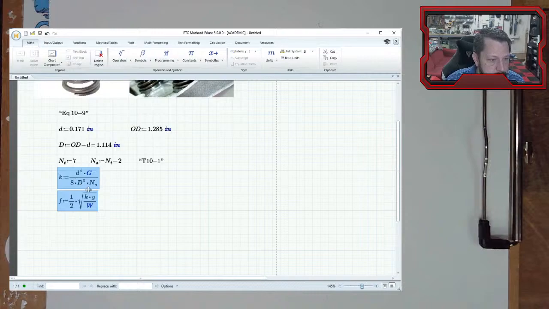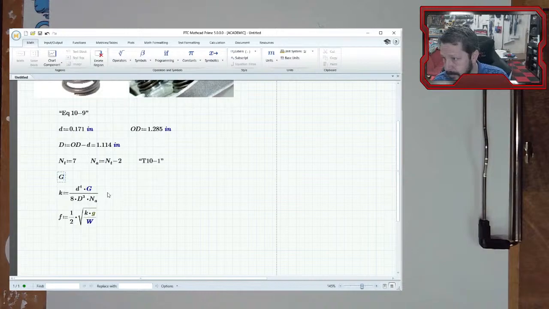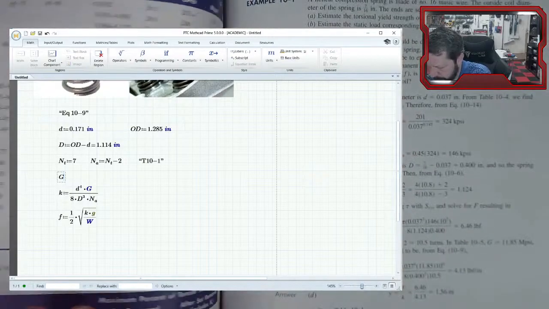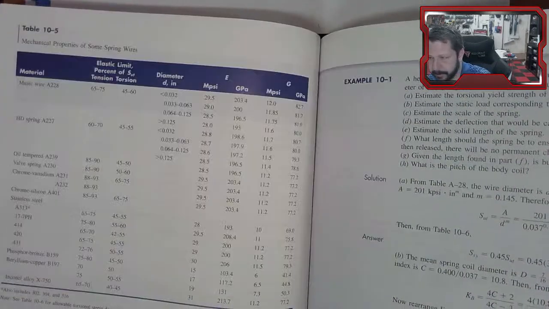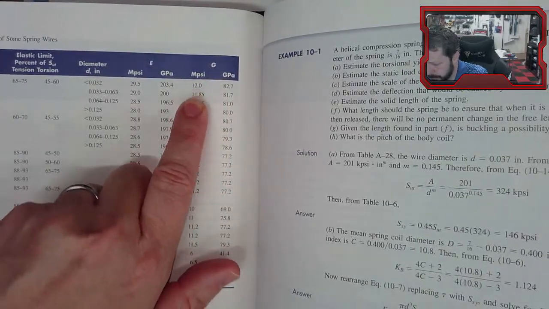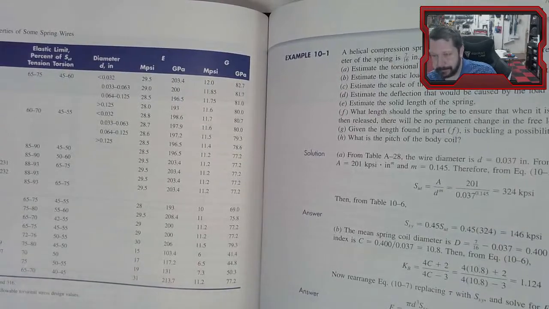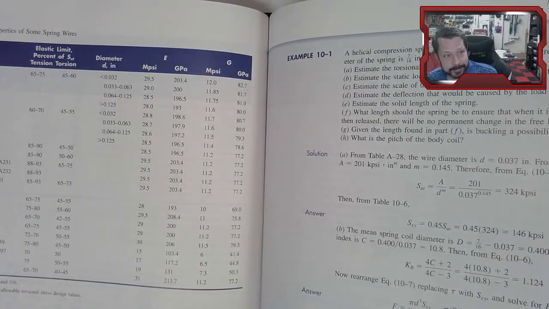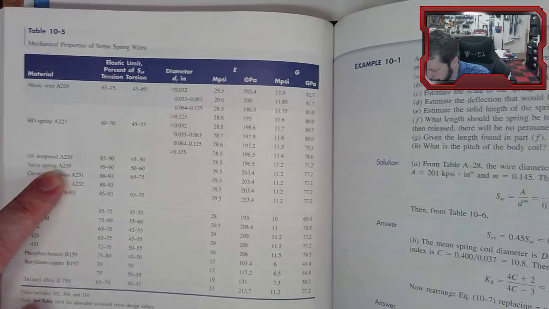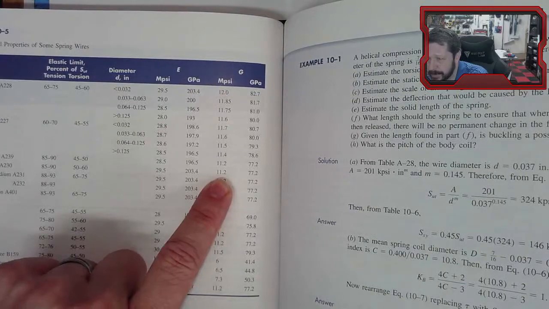Is that all? Oh, no, we need a value for G, modulus of rigidity G. So this is just going to be from a table. You can get it from a lot of different tables. Table 10.5 does have these. So right here, there are values for modulus of rigidity for various materials. We would need to know the material that the valve spring is made out of. Now in this table, there's actually one called valve spring A230. So we'll use that one, 11.2 million PSI.